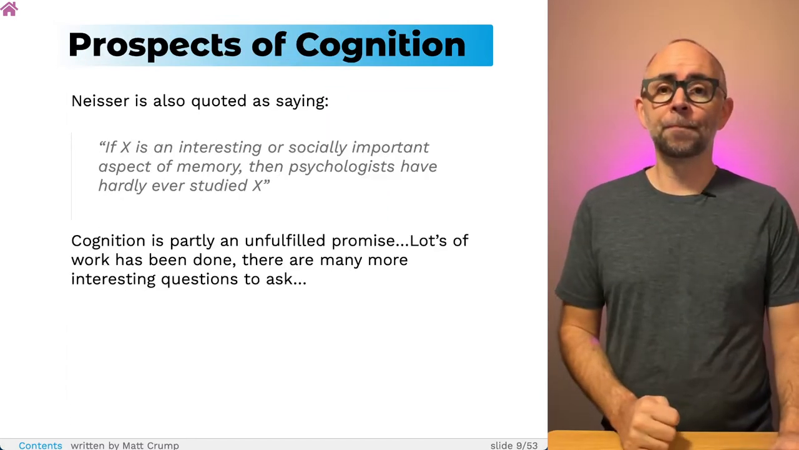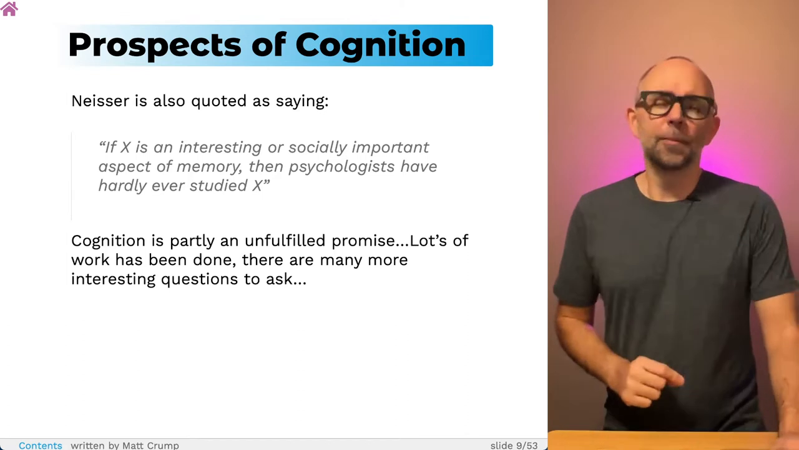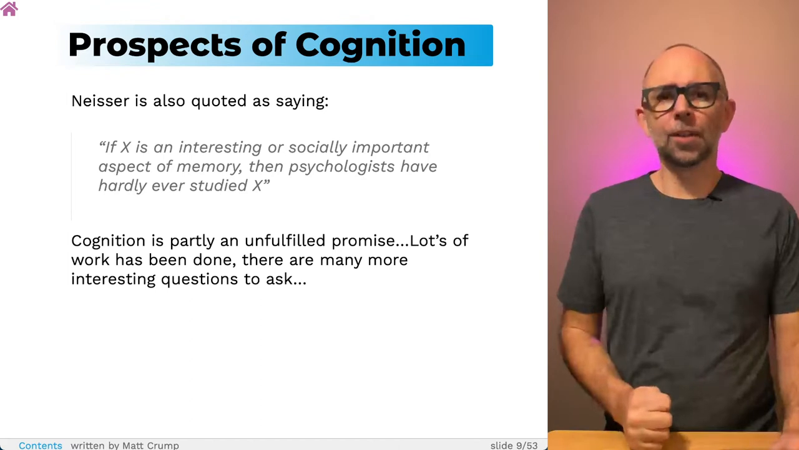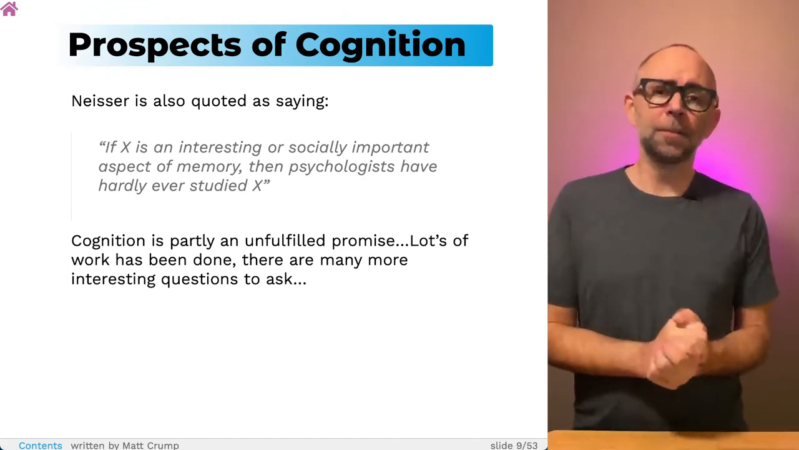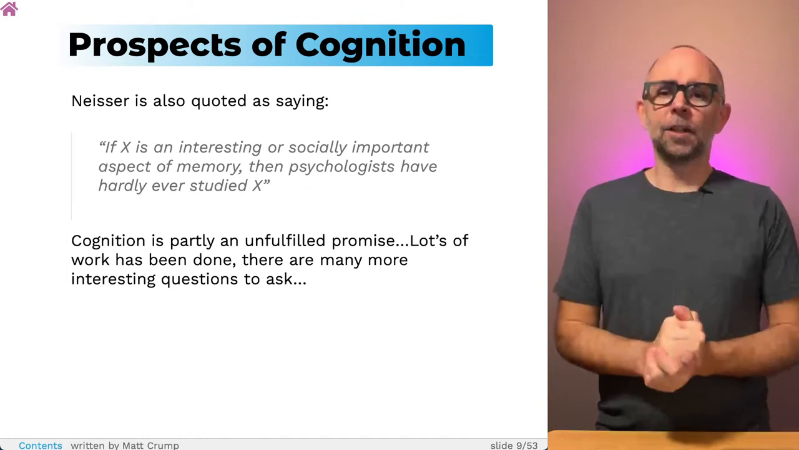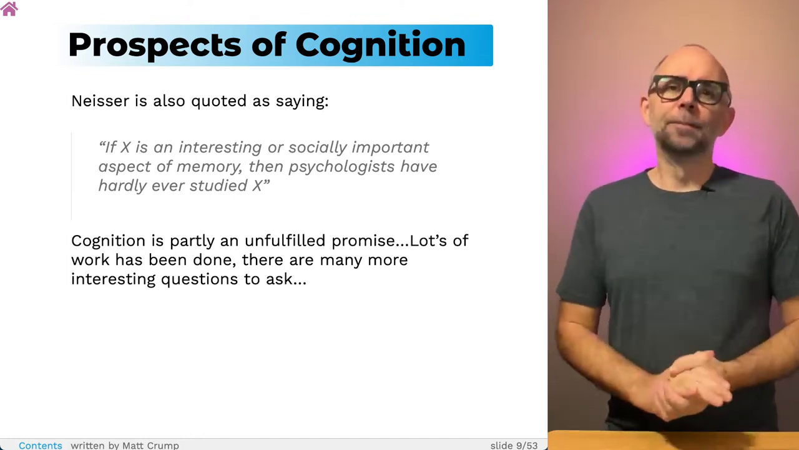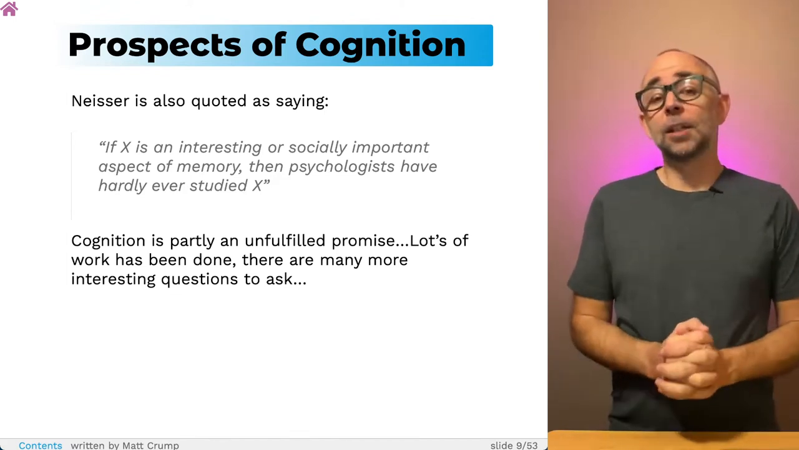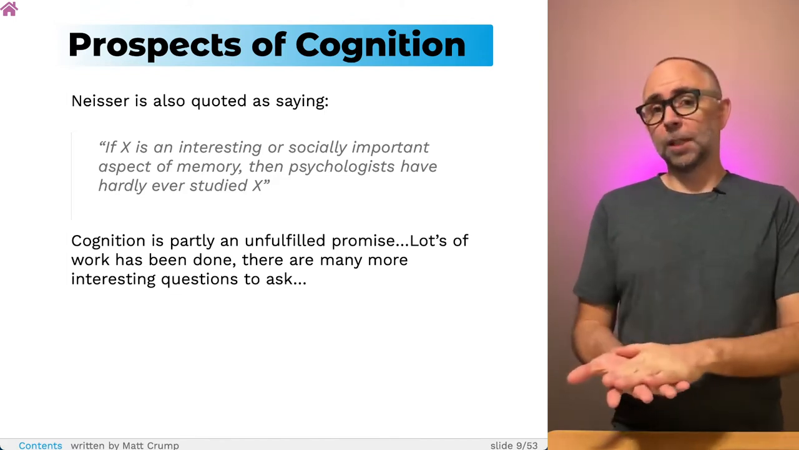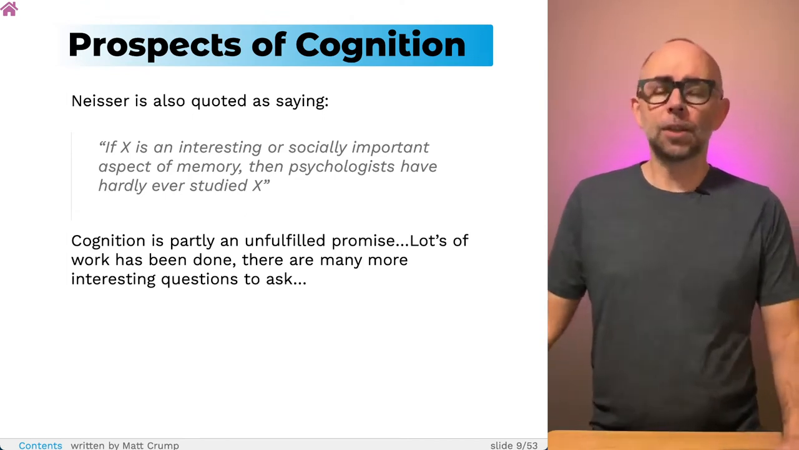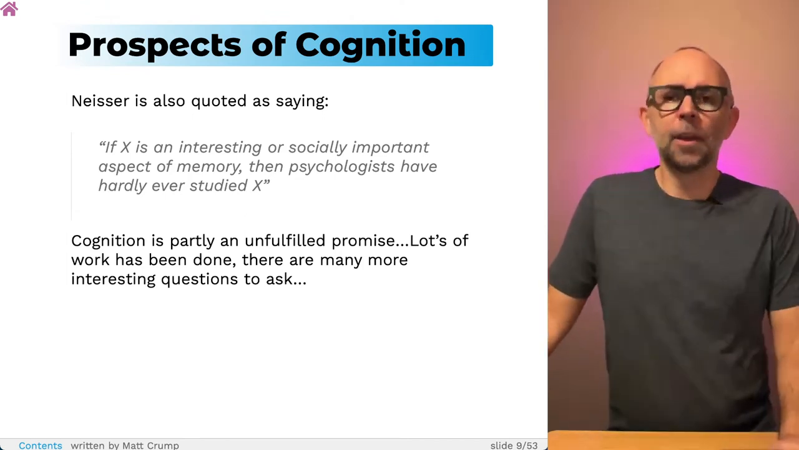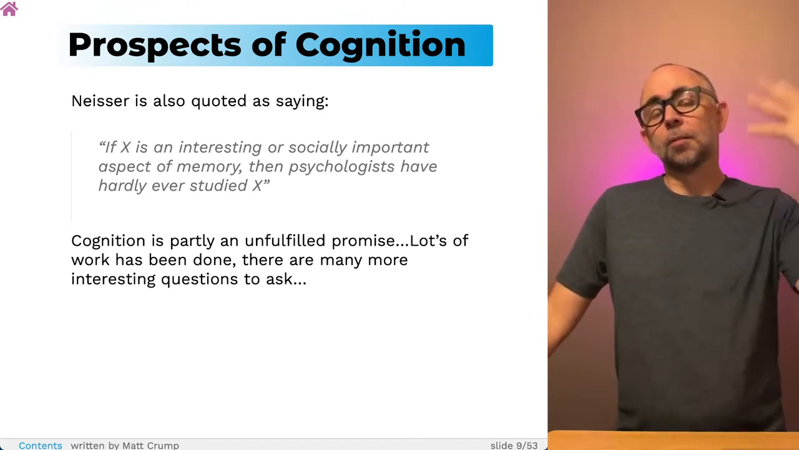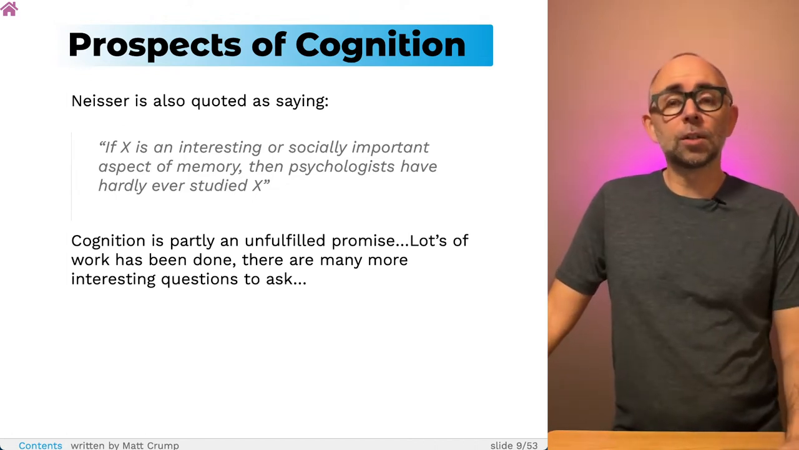There's missing parts. Ulrich Neisser, here's another quote. He also said, if X is an interesting or socially important aspect of memory or cognition, then psychologists have hardly ever studied X. So this is a critique of cognition. In many ways, the field of cognition is an unfulfilled promise. Lots of work has been done, but there are many more interesting questions to ask. So we should also think about the discipline as avenues to pursue questions to ask in the future.